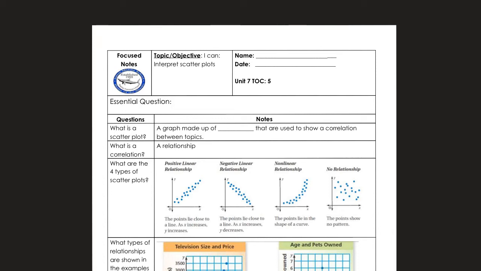Hi everyone, this is TOC 5 for Unit 7. In these notes we are going to interpret scatter plots. So your question is, how do I interpret scatter plots?